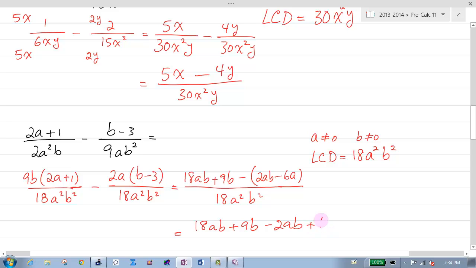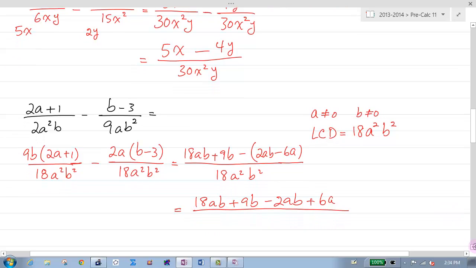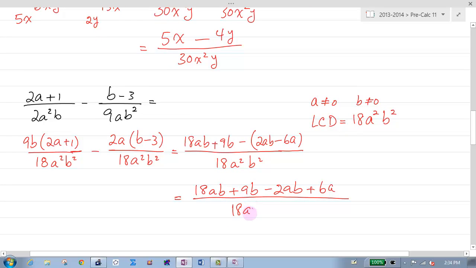Now we have a plus 6a over 18a squared b squared. I'd like you guys to give this a shot, and we'll come back in a couple minutes and do this together. Go for it. Okay, so let's do this quickly together. If we combine the like terms in the numerator, I have 18ab minus 2ab.